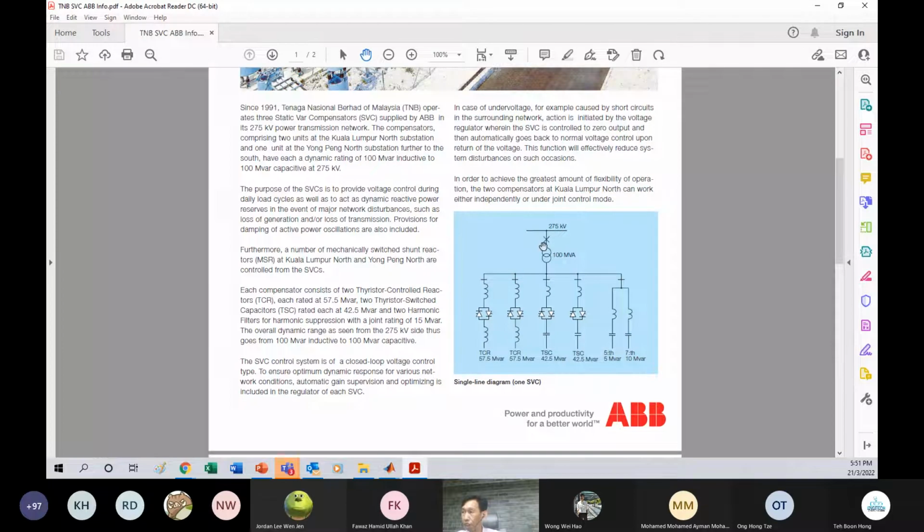You are changing the flow of the power. Okay, you are changing the flow of the power. You want the power to flow this direction or that direction. That's why it is usually in between. Of course, it has to be strategic. Okay, locate at a place that is feasible.